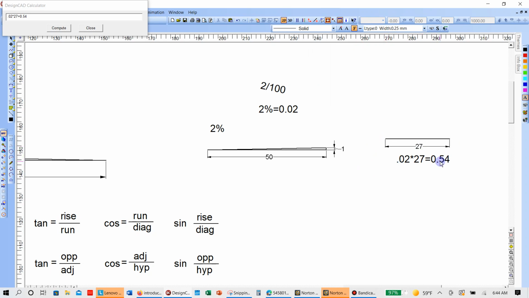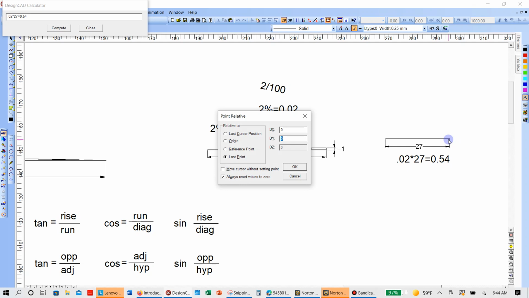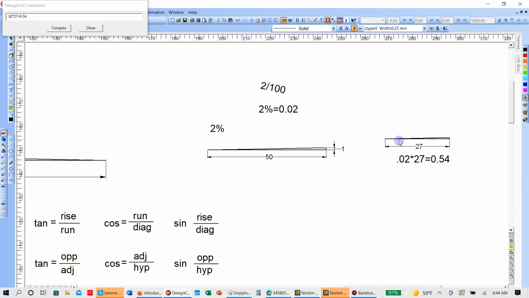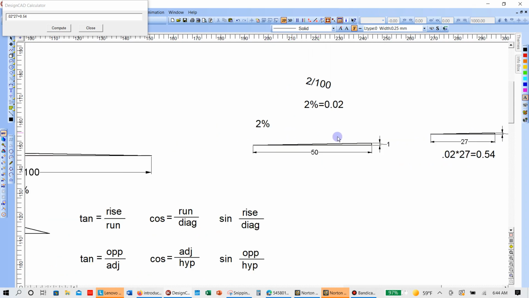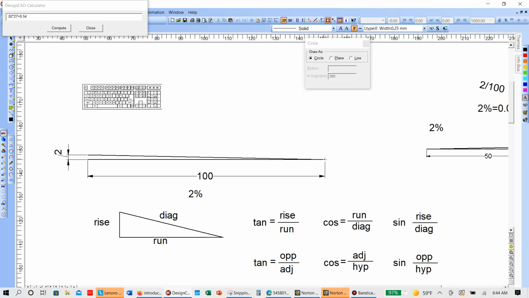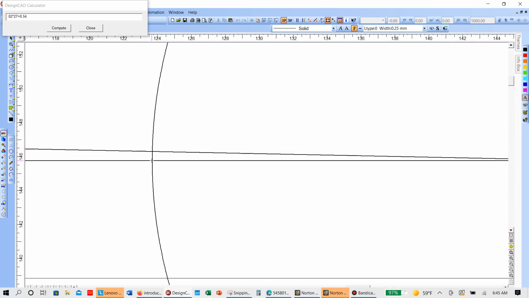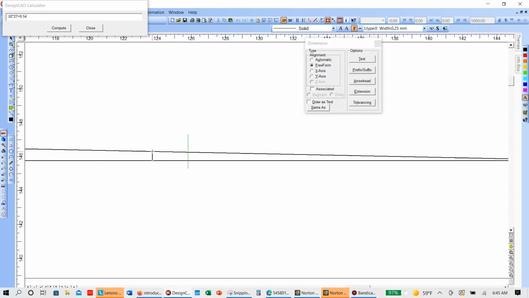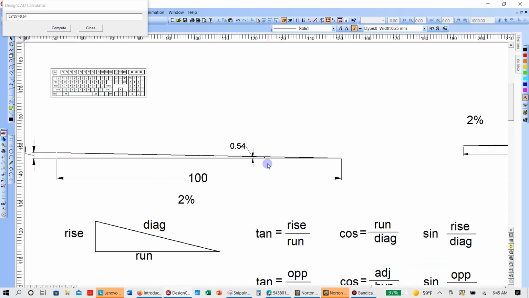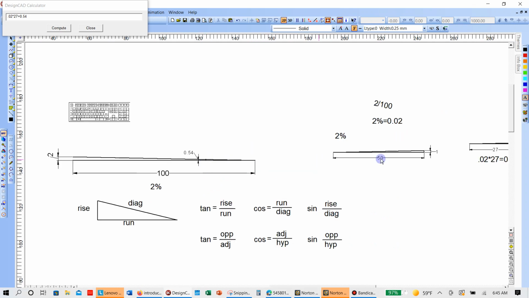It's 27 feet, and we have the 0.54, so V, point relative, tab, 0.54, enter. And what's going to happen is this is going to be the same angle. It's going to be 2%, 2%, 2%. So if we went over here, V, let's just do this, point relative 27, enter. And then right here along this horizontal line, V, F4, H, vertical line there. Trim that, E, H, right? That'll be 0.54 also, right? And that's the way it works.